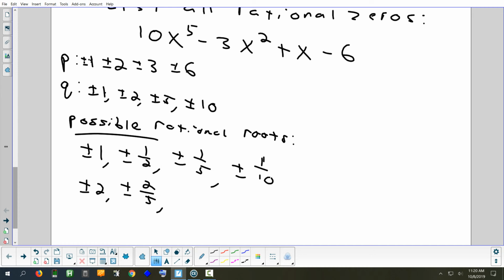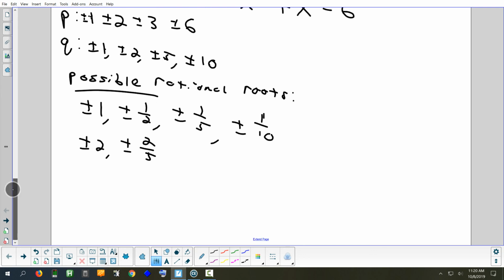2/10, which is 1/5. I already have that one. All right? So that's it for that. How about the first rational root starting with 3? With the numerator. So 3 over 1.